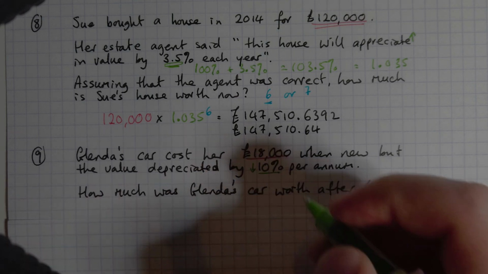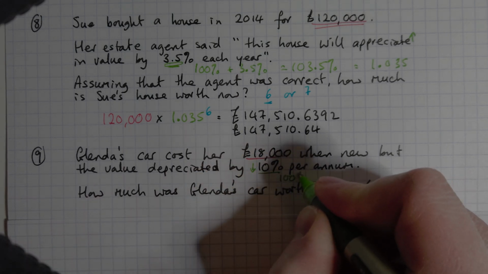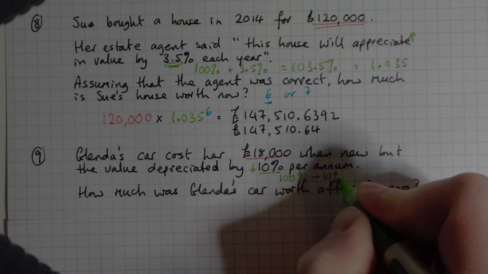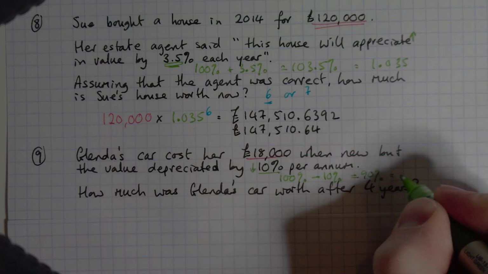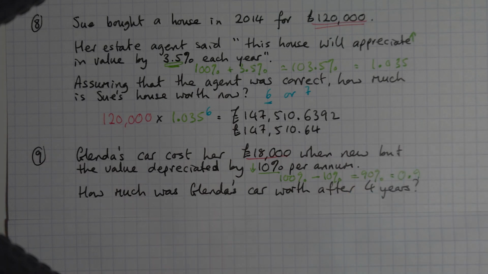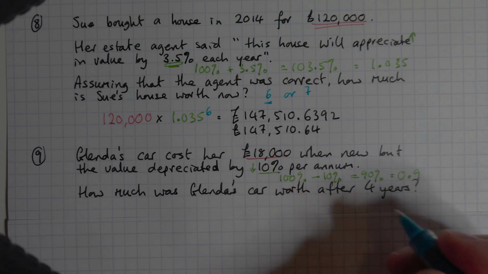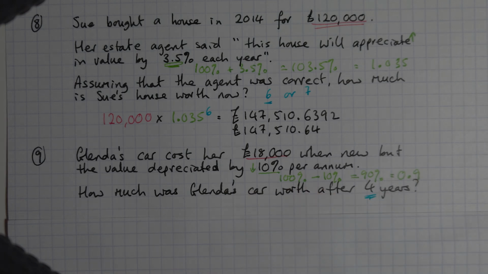So for this one, my multiplier is going to be 100 take away the 10, which is 90%, also known as 0.9 as a decimal. So how much is the car worth after 4 years? The power will be the 4. Let's go ahead and work this out.